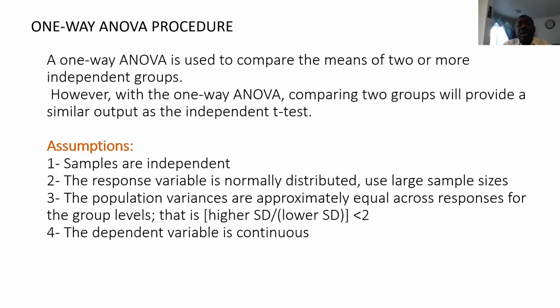The response variable should be normally distributed across groups. To meet this, for example, we need a large sample to have a normal distribution. We might meet it with a large sample, but in fact, we need to make sure that the data are normally distributed. The population variances are approximately equal, and that is called homogeneity of variances. And we should also make sure that the dependent variable is continuous.